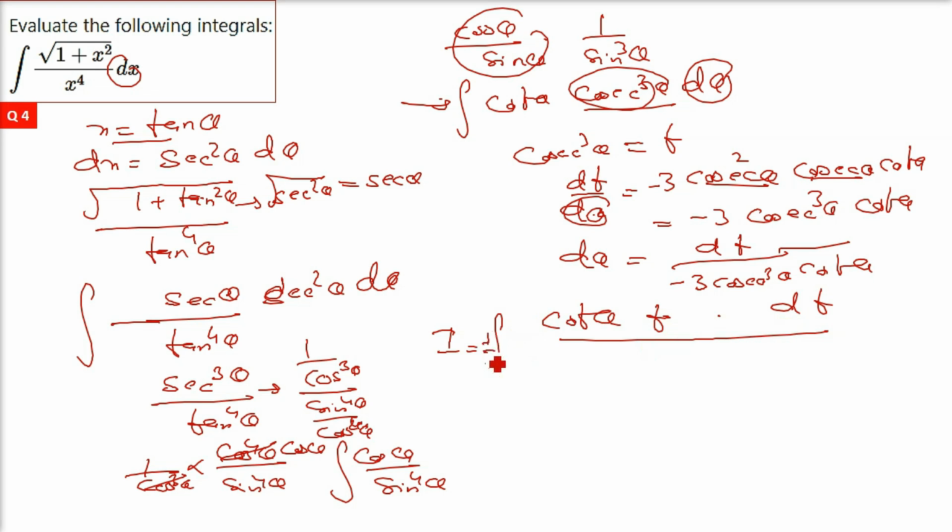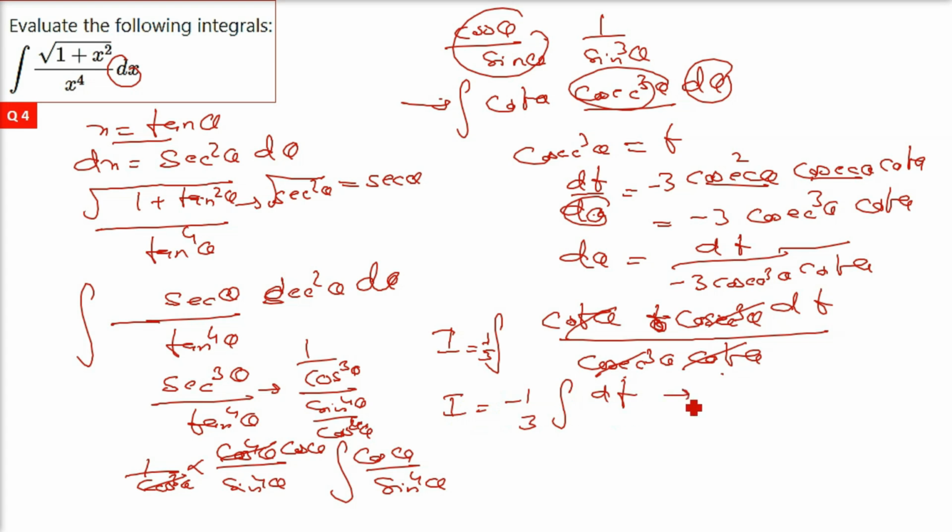Minus 1 by 3 we can take outside. The denominator will have cosec cube theta into cot theta. Now let it be cosec cube theta only. Don't change it into t. Now cosec cube theta and cot theta will get cancelled directly here. So integration of dt only will come. So what will be that integration of dt? It will be minus 1 by 3, dt will be t only. So minus t by 3 it will come, plus constant of integration.